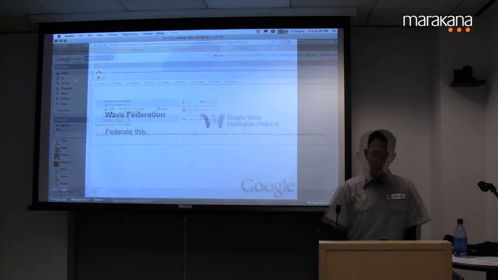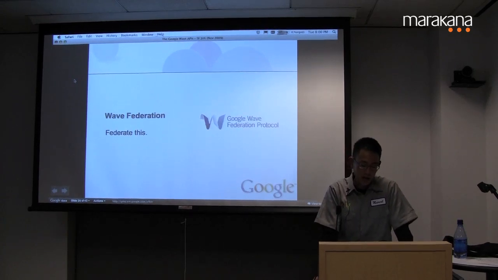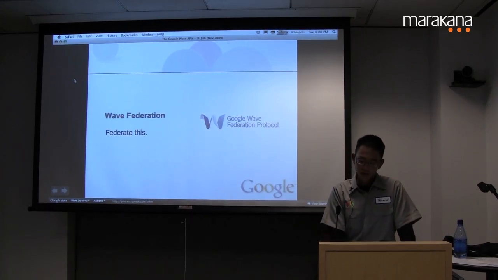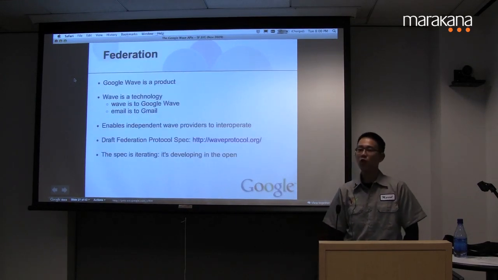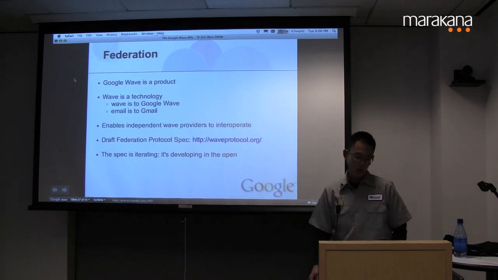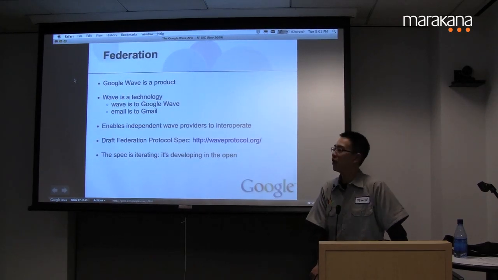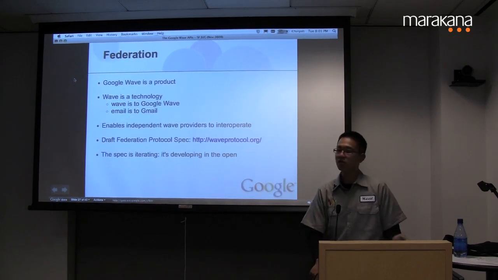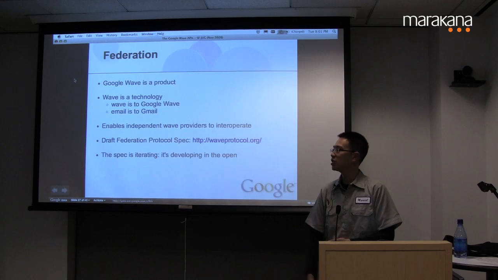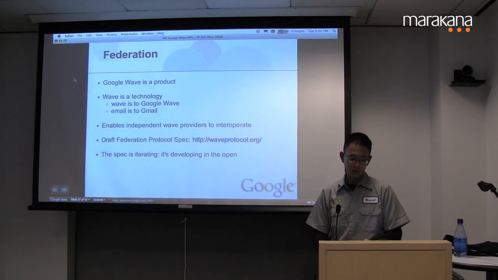So, all right. That was the second P, the platform, the Google Wave API. So the third P is the Google Wave Federation Protocol. The protocol. As I mentioned before, Google Wave is a product, where Wave itself is a technology. So you can think of Wave is to Google Wave as email is to Gmail. The goal of Wave Federation is to enable different institutions, organizations, companies, and enterprises, basically other Wave providers, to intercommunicate with each other.